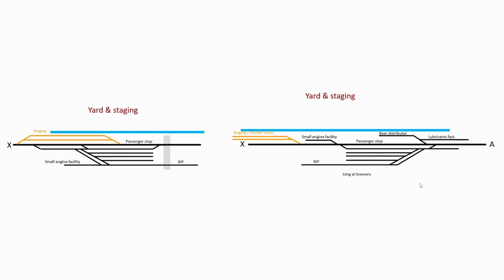First off the bat, the yard has mirrored. And this turnout right here has moved before the yard lead, rendering this turnout right here obsolete. So that one's gone. That's what you see here on the right. Added some industries on the north, and the staging has become a stop-end staging.